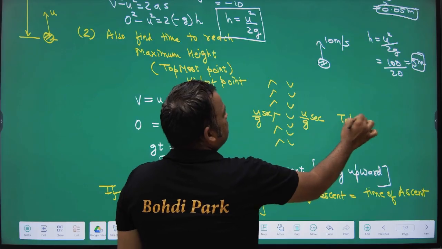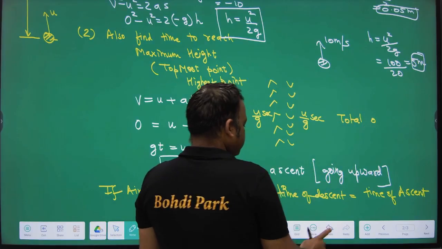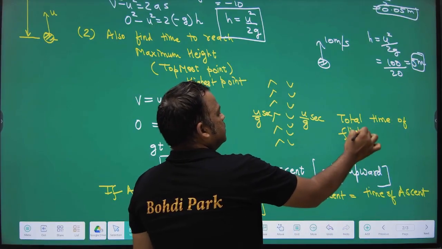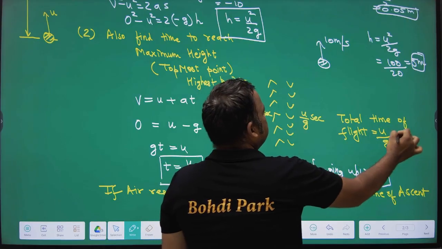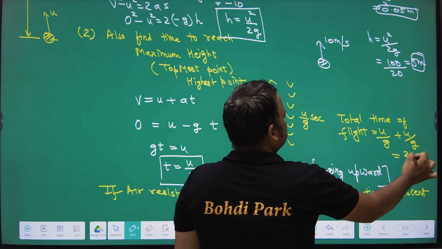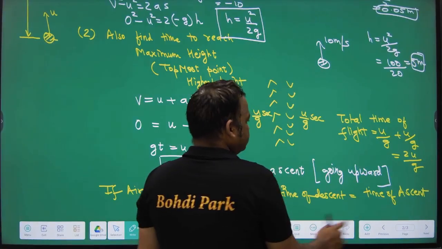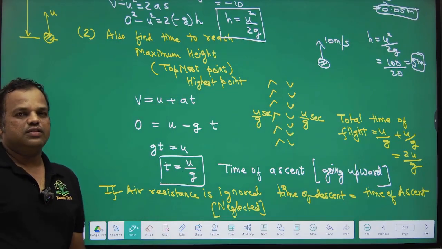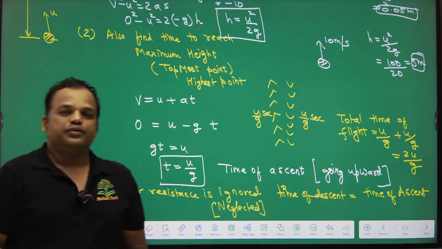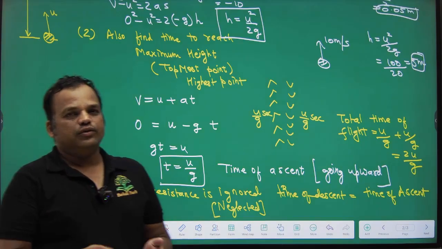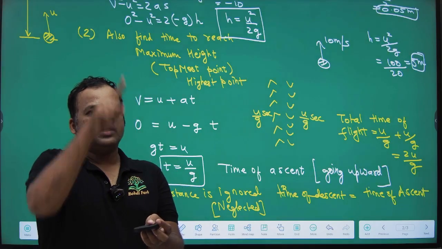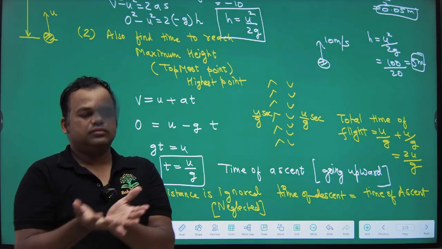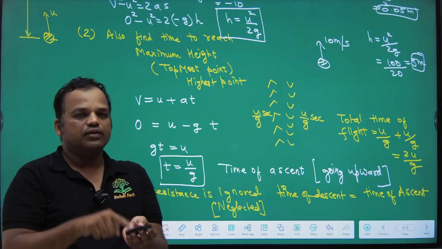So total time of flight is equal to u by g plus u by g, that is equal to 2u by g. Total time of flight is 2u by g. This is another formula for us. So if we know the velocity u, we can calculate the total time of flight like this. Again, I am catching the same object. What is the total time of flight? Going and coming.